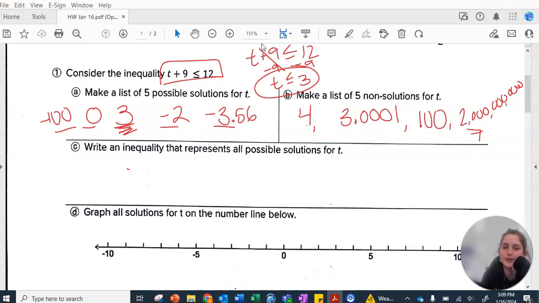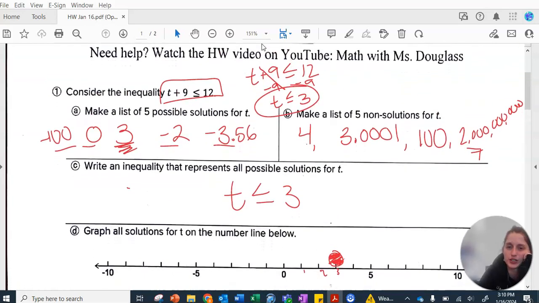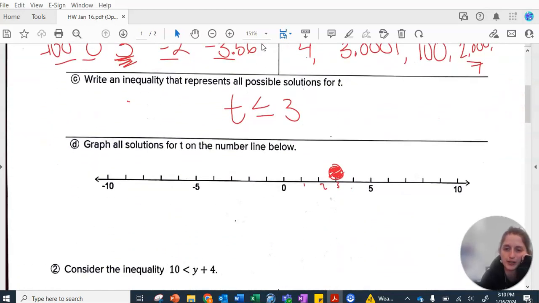Write an inequality that represents all the possible solutions for t. We already did that. That's the solution. Ta-da! And finally, graph all the solutions for t on the number line below. So we need to put a circle on 3. Here's 0, 1, 2, 3. And based on this or equal to, it's actually going to be a closed circle, so I'm going to shade it in. I already know my non-solutions are 4, so I should not be going in the direction of 4.